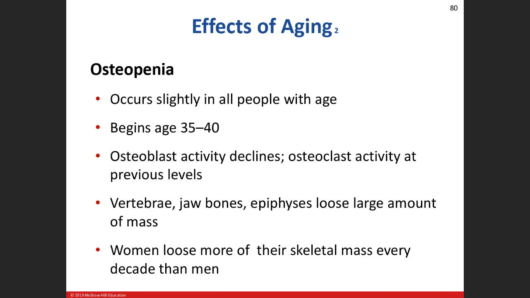So osteopenia, believe it or not, will start at age 35 to 40. But if you are somewhat active, and when I say active, I mean even the simple fact of walking.